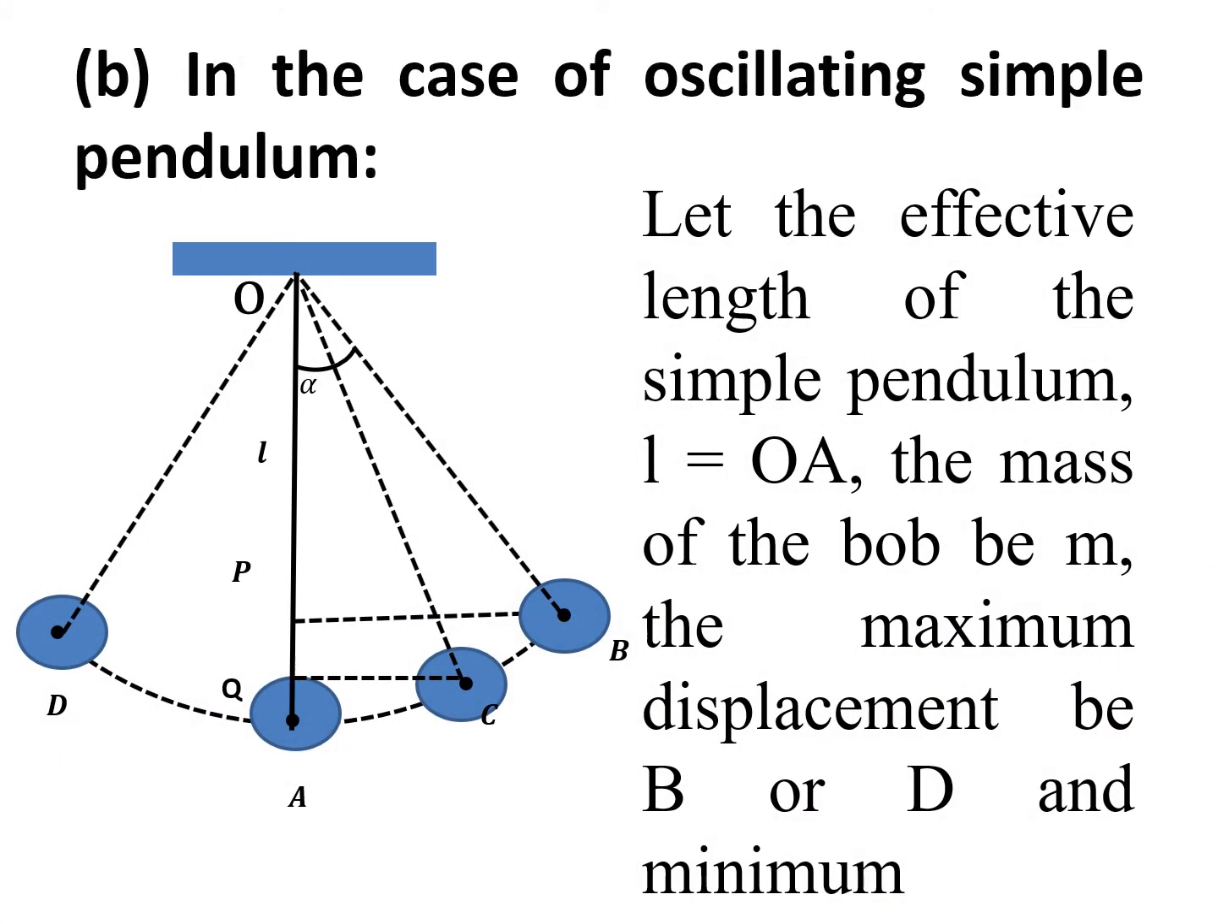Now, my dear students, this is case B, the case of an oscillating simple pendulum. I know that you know what a simple pendulum is. Let the effective length of the simple pendulum be L equal to OA, the mass of the bob be m, the maximum displacement be B or D, and the minimum displacement be A. Look at this figure, then you can understand what I have said. You have to understand the figure. Without understanding the figure, you can't reach my point.